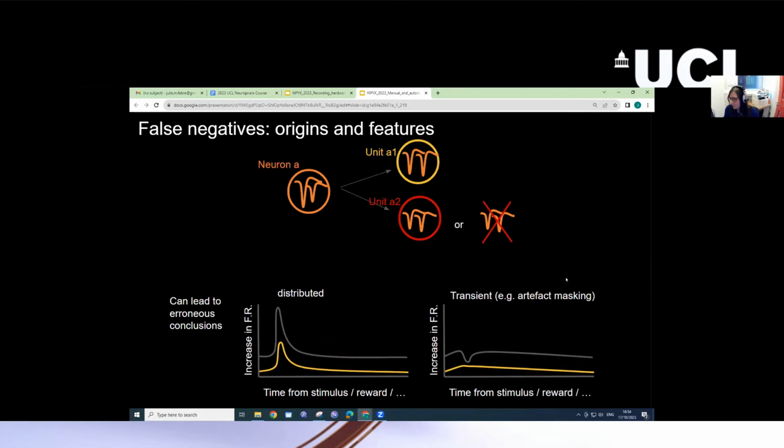False negatives can also be transient. For instance, if artifacts occur at particular times, they can actually mask spikes. And so you can think that you have a decrease in response to a certain event when in fact there is no decrease at all or even a slight increase.